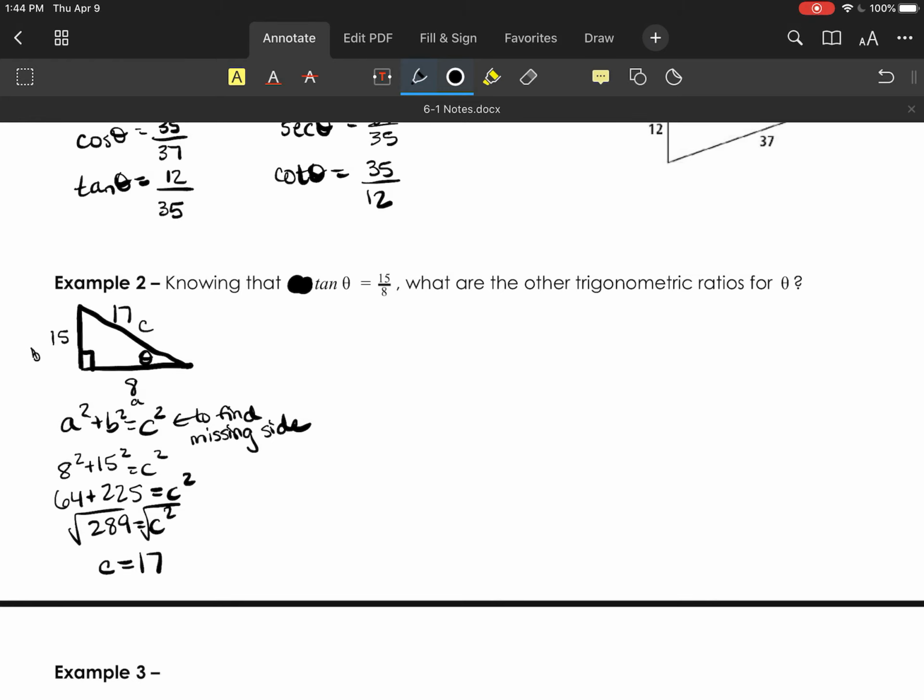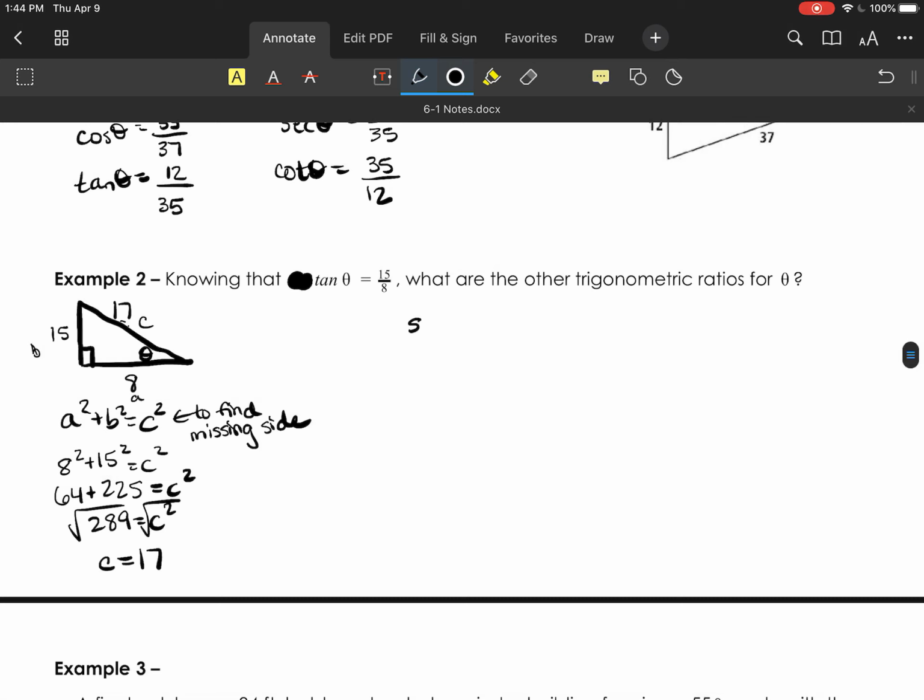Another way to check to make sure your math is right, your hypotenuse is always the longest side. 17 is bigger than both 15 and 8, so chances are I probably did my math right. If I had 15 and 8 as my legs and then I solved that and I got 11 as my hypotenuse, you know you did something wrong because your hypotenuse is always the longest side by definition.